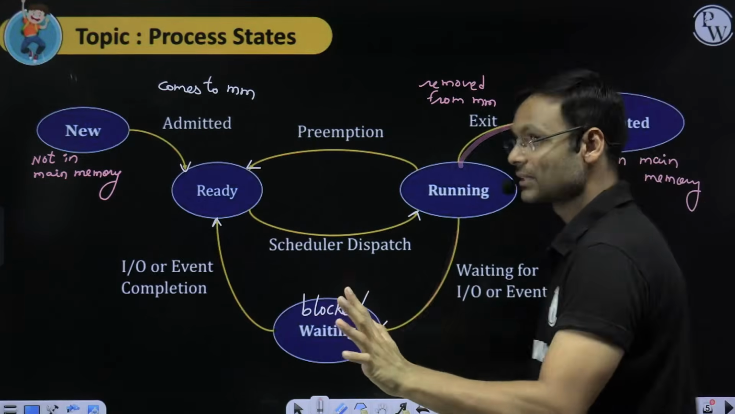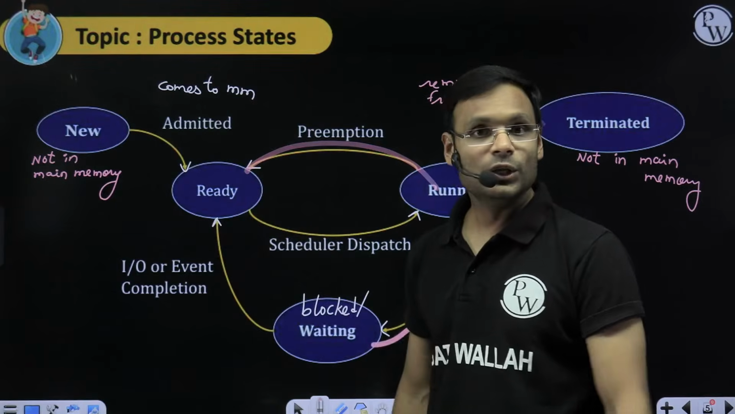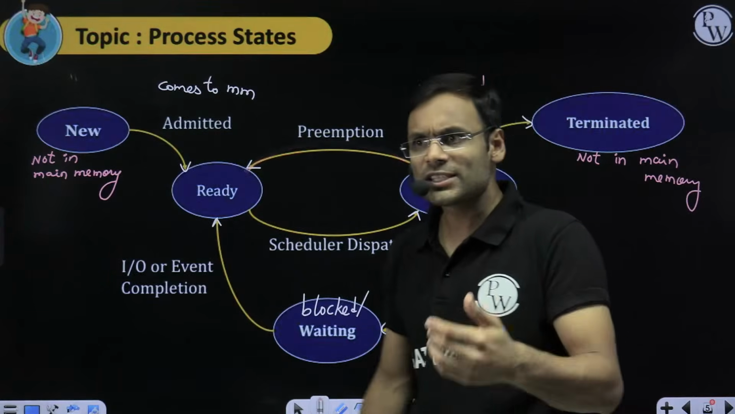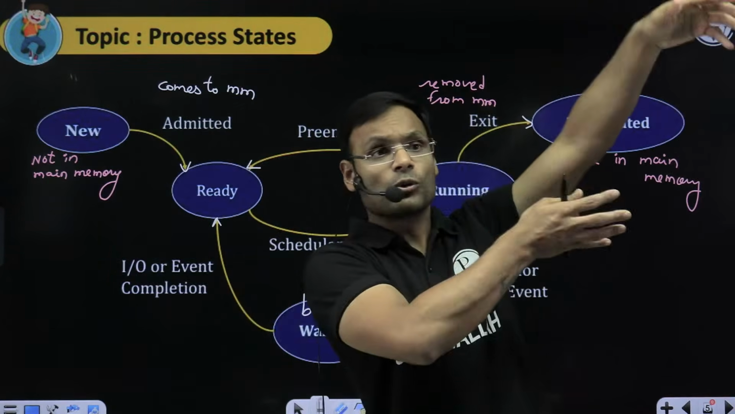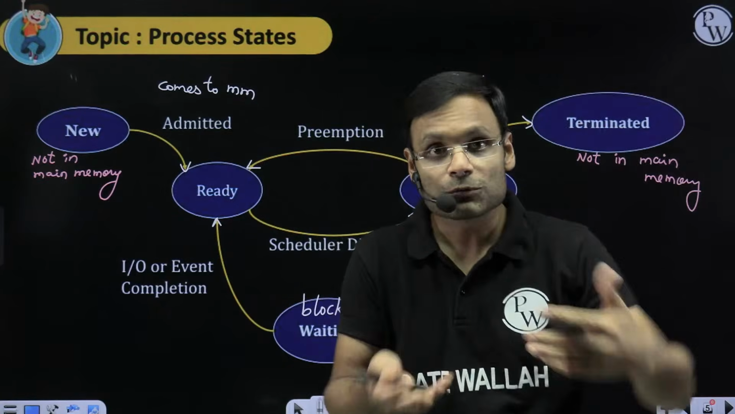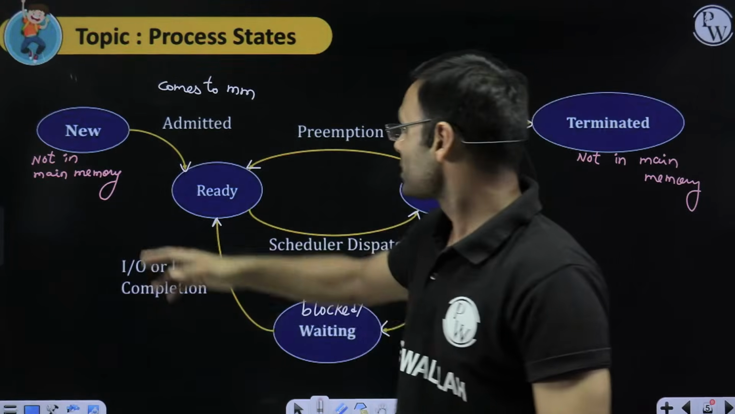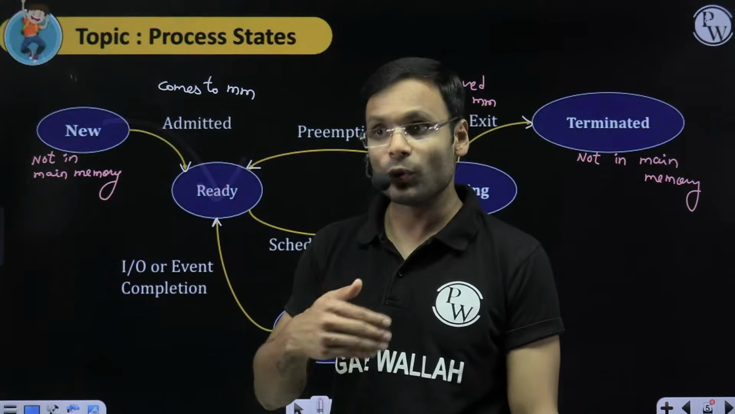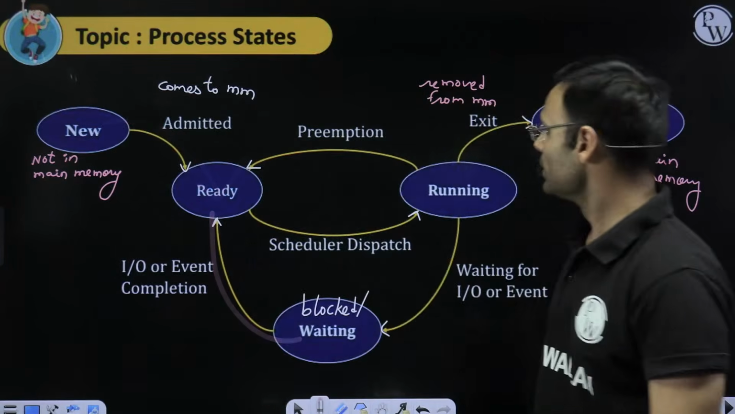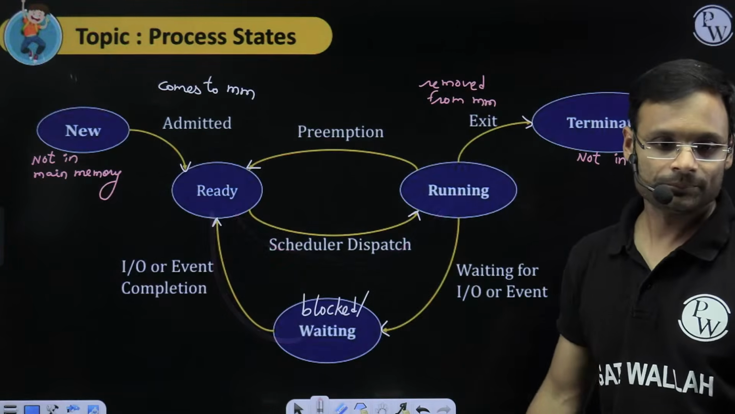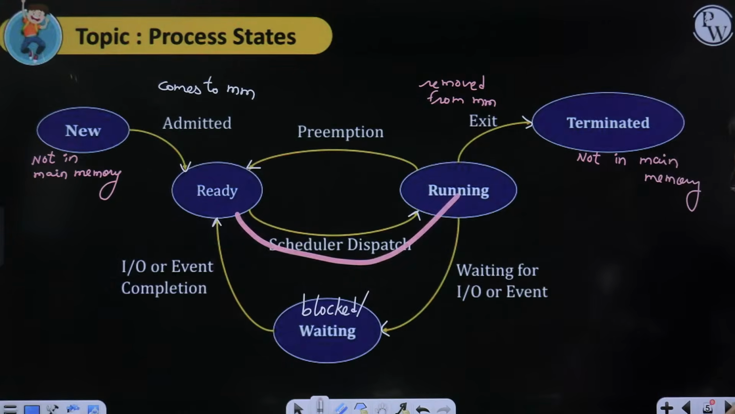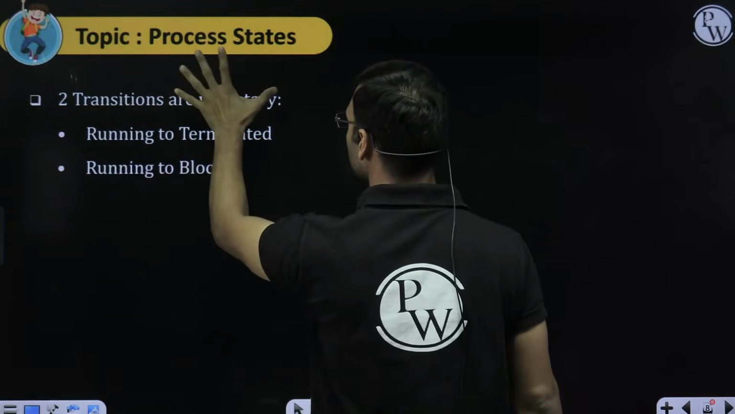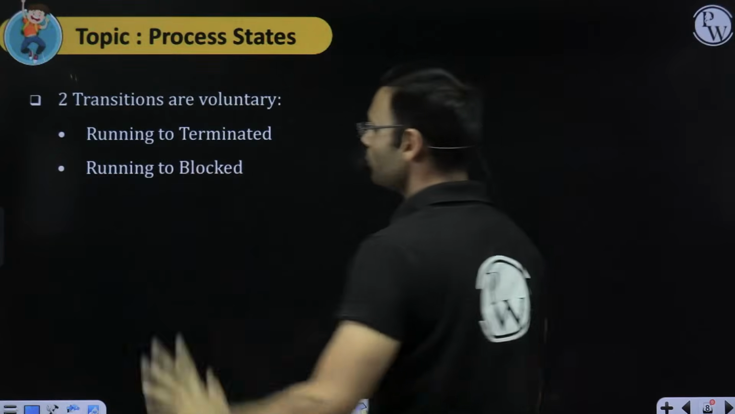That's it. Can a process do preemption on its own? No, of course a process will not preempt itself. Why would a process itself forcefully take itself out of the CPU? No. The admission, a process cannot take that transition. The OS will do this transition. The OS will do this transition. Understood this? So two transitions are there which are voluntarily taken by the process: running to terminated, running to blocked.